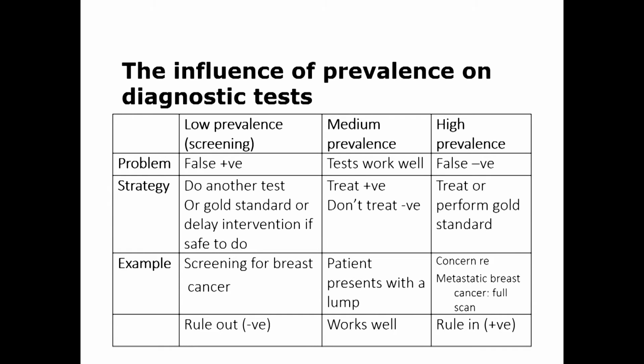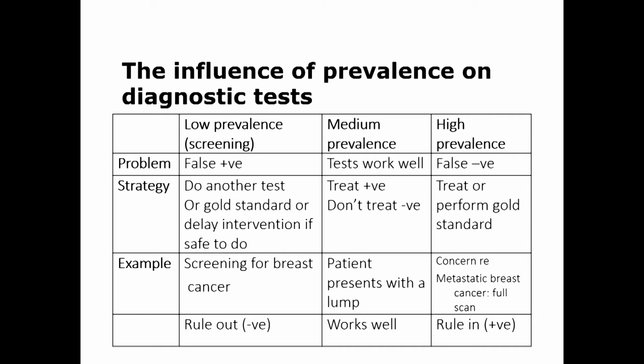And this is a very important take-home table. So this is the influence of prevalence on diagnostic tests. So basically, you'll be working in one of 3 settings: low prevalence setting, so that's often screening, medium prevalence, and high prevalence. So diagnostic tests work very well in the medium prevalence. You get a lot of false positives in the low prevalence and false negatives in the high prevalence setting, as we got with our heart failure lady.